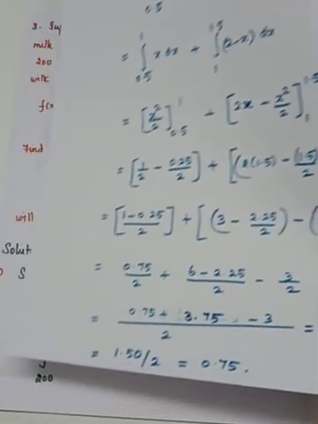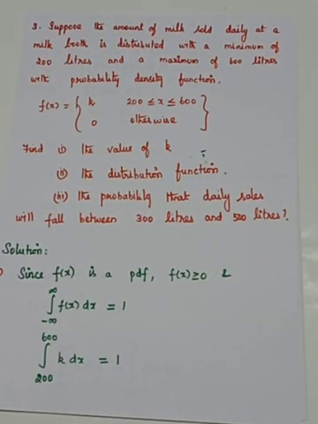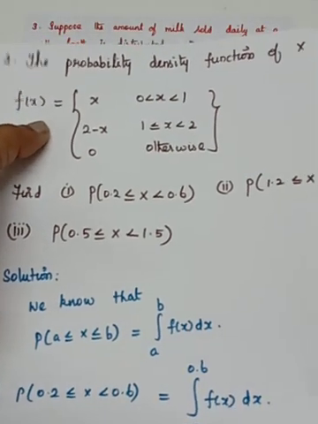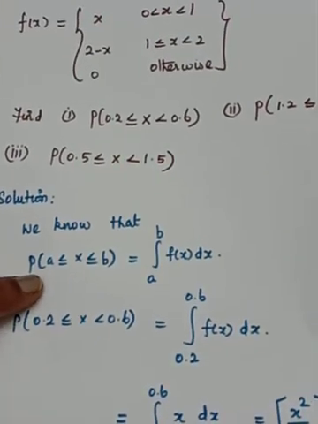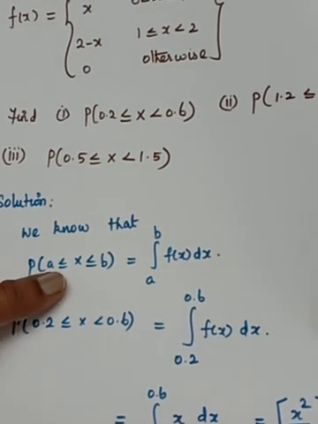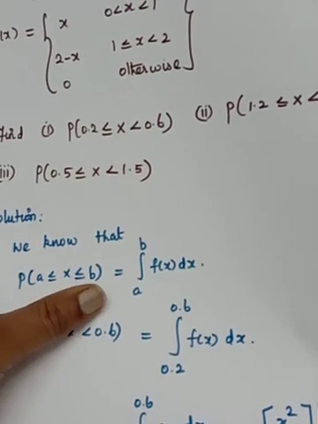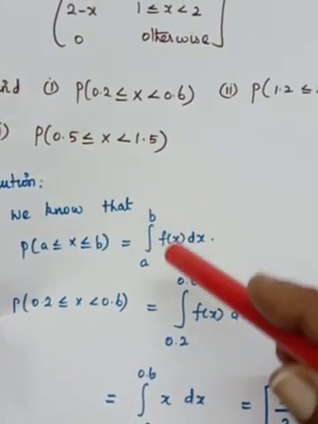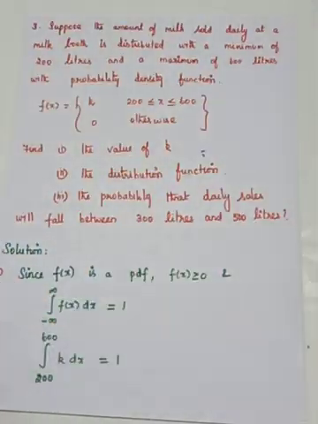So here we have used the formula. What formula? If a probability density function is given, if you want to find the probability where P of A less than or equal to X less than or equal to B, you have to use the formula integral A to B f of x into dx.